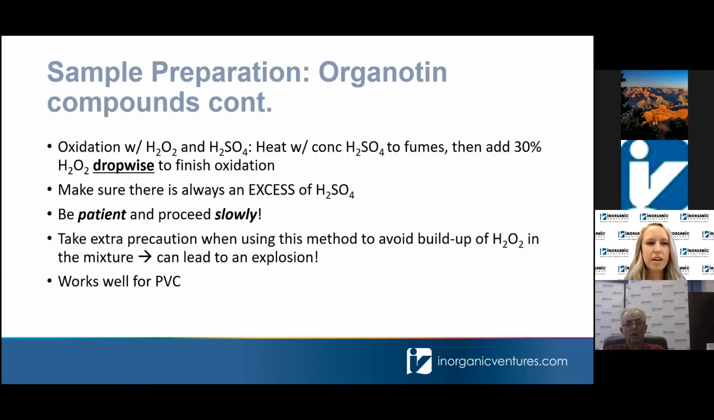We did underline dropwise here because we want to emphasize that the hydrogen peroxide needs to be added very slowly and with patience to make sure that you're not getting a buildup of that hydrogen peroxide in the sample, which can lead to potentially an explosion. So just be very careful and aware that you need to add the hydrogen peroxide really slowly. These type of reactions work really well for polyvinyl chloride specifically, if that is your sample type.